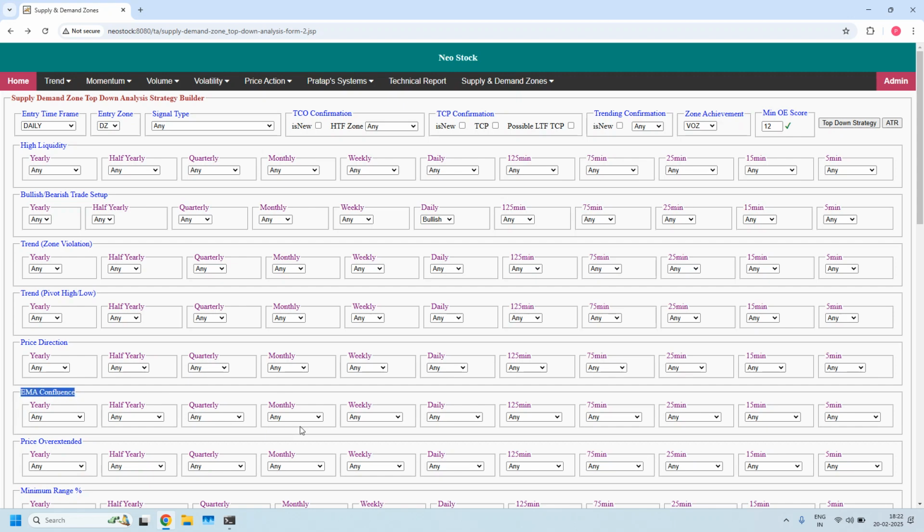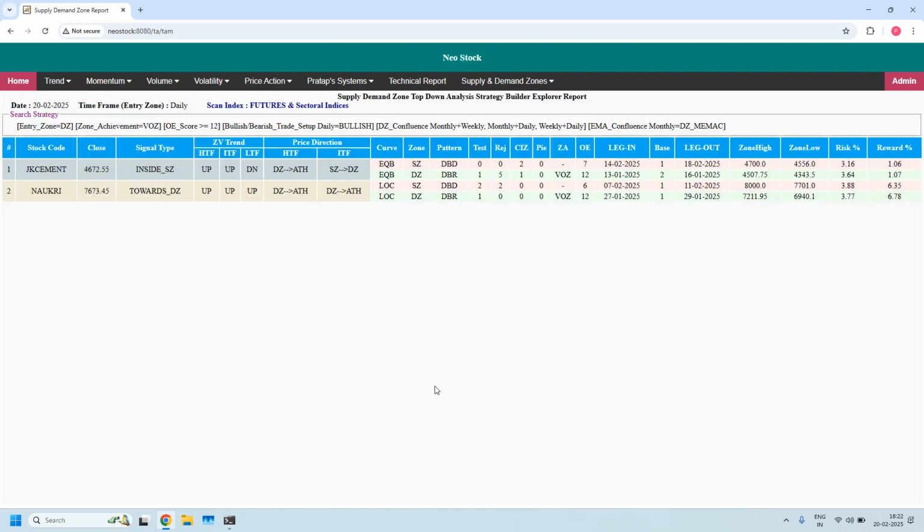In the EMA confluence monthly time frame, I am setting the filter: monthly demand zone having monthly EMA confluence or not. So both the stocks are filtered. That means both these stocks are supporting an even higher probability trade setup to get the success. See, they may succeed, they may fail. There could be other factors as well. But as per these filters, they have a high probability to get the success. That is how you should understand.